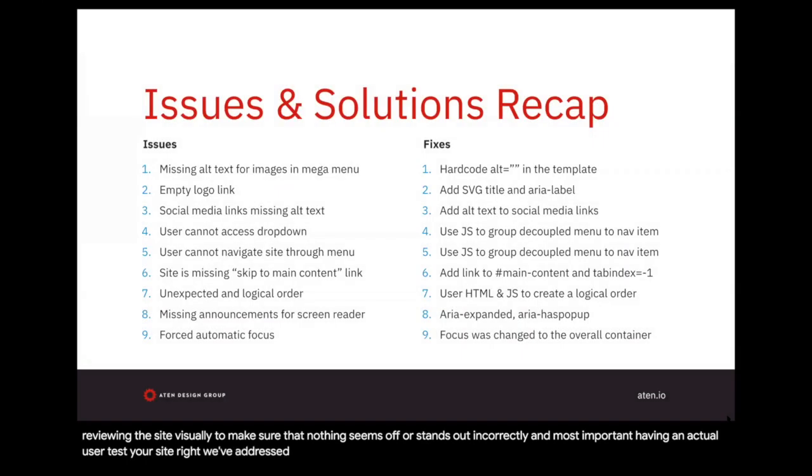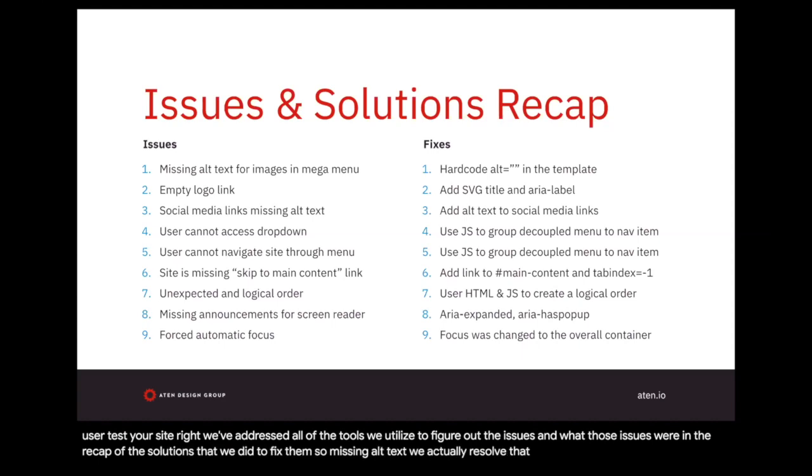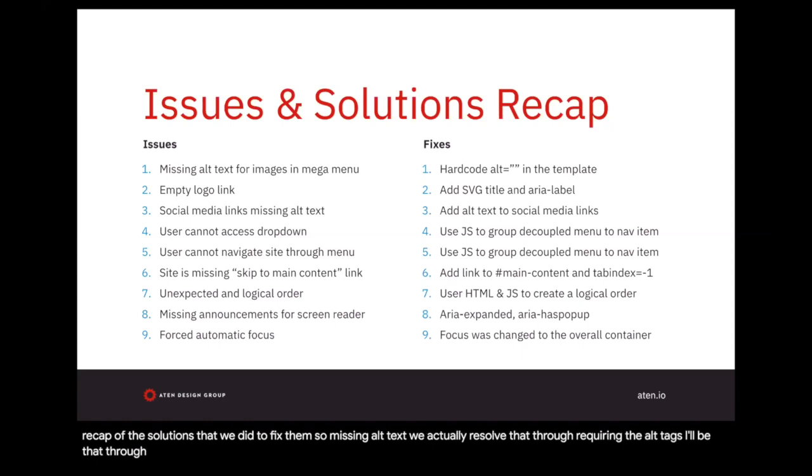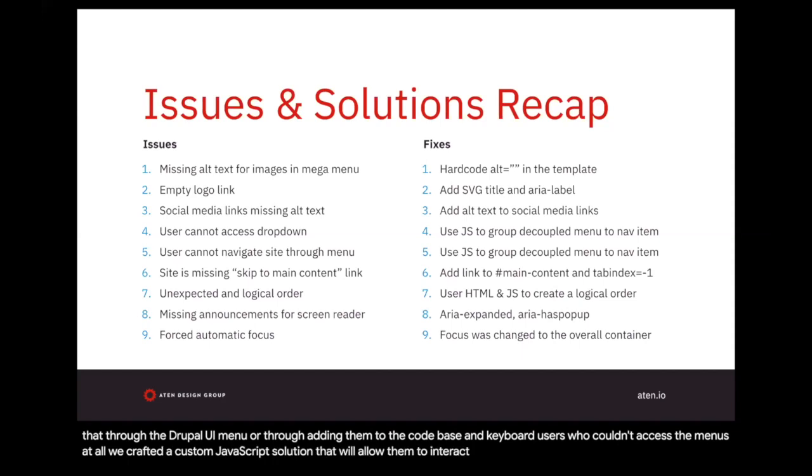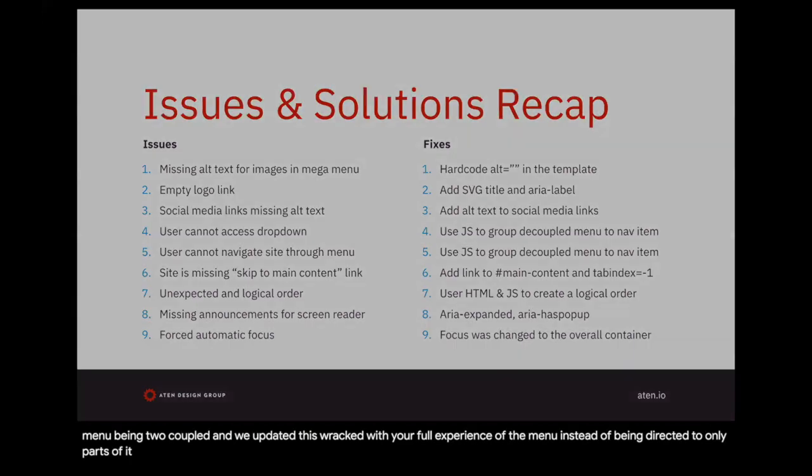So we've addressed all of the tools we utilized to figure out the issues and what those issues were in the recap of the solutions that we did to fix them. So missing alt text, we actually resolved that through requiring the alt tags, albeit that through the Drupal UI menu or through adding them to the code base. And keyboard users who couldn't access the menus at all, we crafted a custom JavaScript solution that allowed them to interact with the menus and the submenus, despite this menu being decoupled. And we updated this so that screen readers can understand and interact with your full experience of the menu instead of being directed to only parts of it.